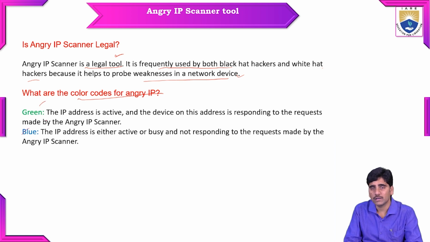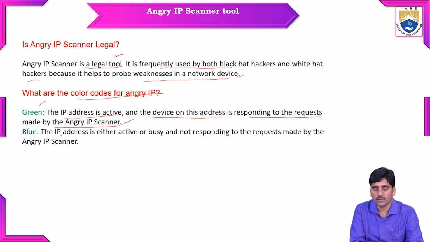Here the green color indicates that the IP address is in an active state, and the device on this address is responding to the requests made by Angry IP Scanner. So green color indicates that the IP address is active, and the device on this address is responding to the requests made by Angry IP Scanner.